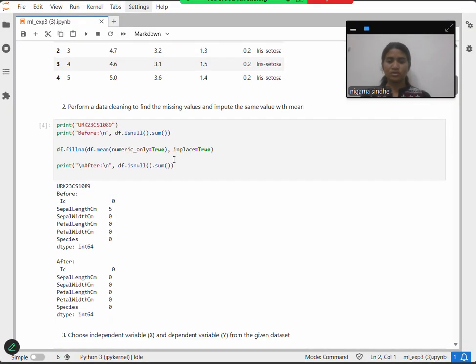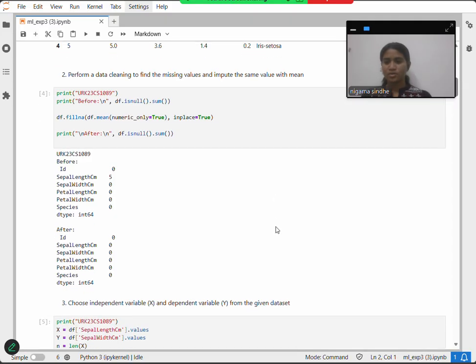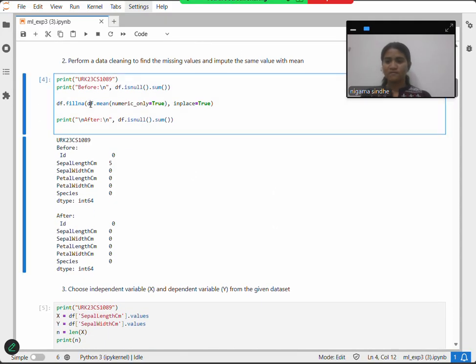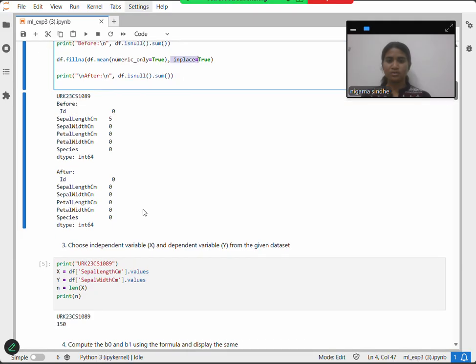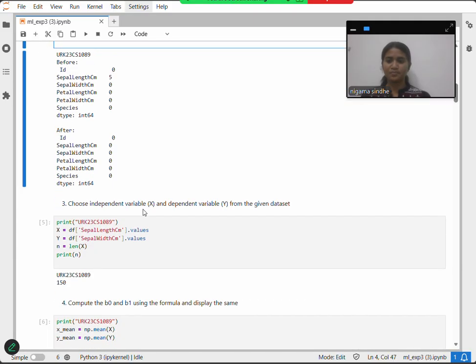and then we are going to perform data cleaning to find the missing values and impute them with the mean. As part of it, we are going to check for the missing values in the dataset. If any missing values are found, we are going to replace them with the mean value from the respective column to maintain the data consistency. Using the df.mean function, we are going to replace all the missing values with the respective column mean.